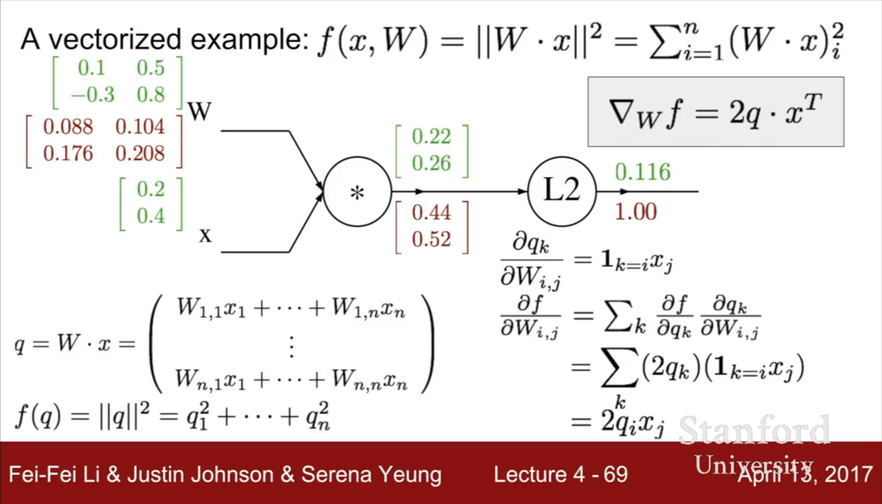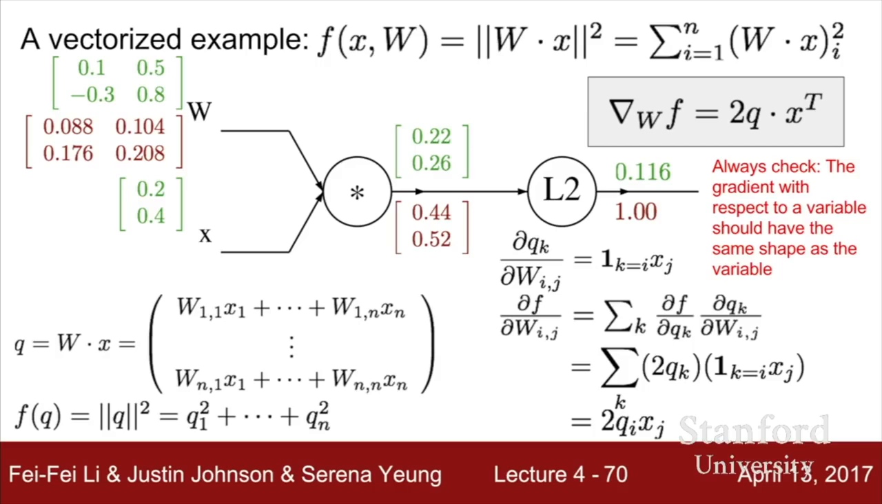Remember, the important thing is always to check that the gradient with respect to a variable should have the same shape as the variable. This is something really useful in practice to sanity check. Once you've computed what your gradient should be, check that it is the same shape as your variable. Because again, each element of your gradient is quantifying how much that element is affecting your final output.